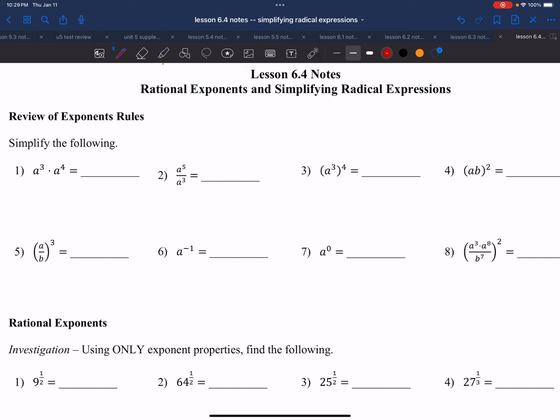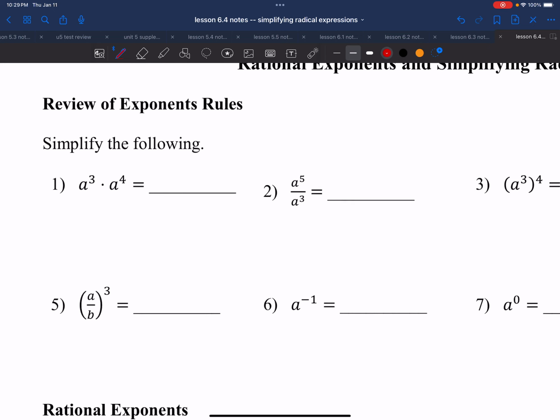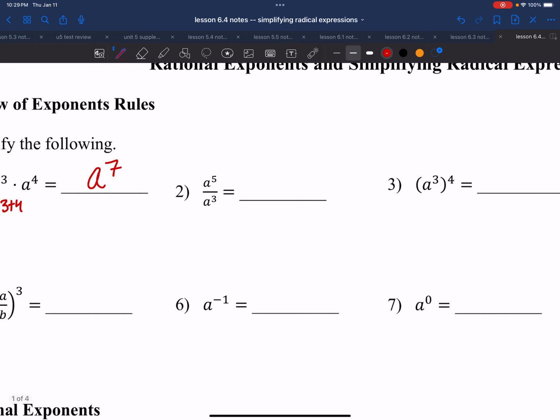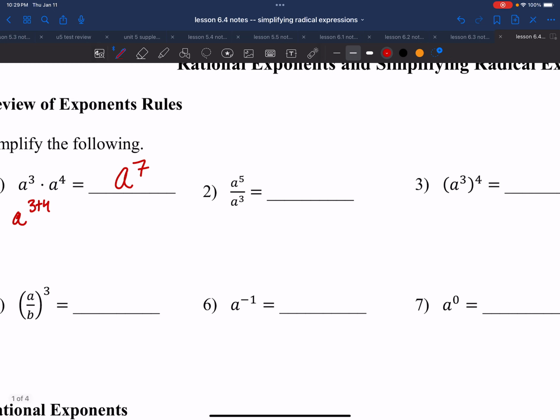For number one here, we're multiplying two bases together, a and a. The rule for that is that you add the exponents. So we say a to the 3 plus 4, which is a to the 7. That's the rule. If you don't really know why, I wouldn't suggest this video right now. I would go look up why. Follow throughout the warm-up, and any of these you don't know, look online, because you need to know these rules in order to access this lesson.